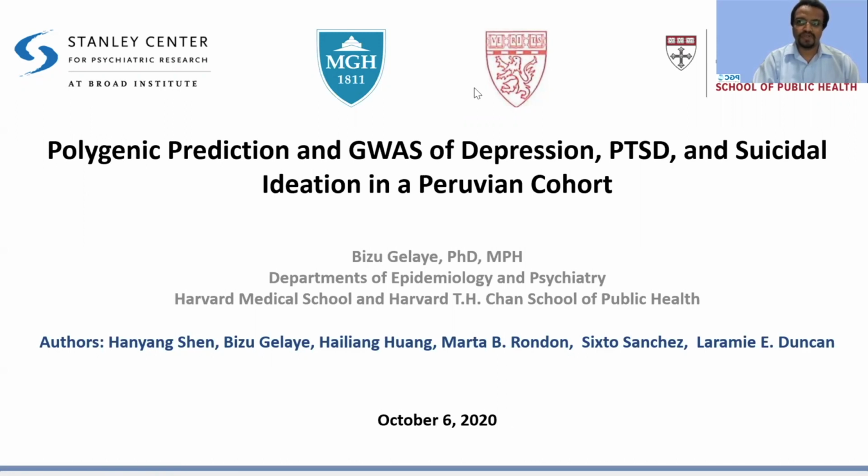I'll be sharing with you recent work that we completed with my colleagues looking at polygenic prediction in GWAS of 3 psychiatric phenotypes in Peru. This was a multidisciplinary and collaborative work done with my colleagues Hanyang Shen, Hailiang Huang, Marta Rondon, Sixto Sanchez, and Laramie Duncan.